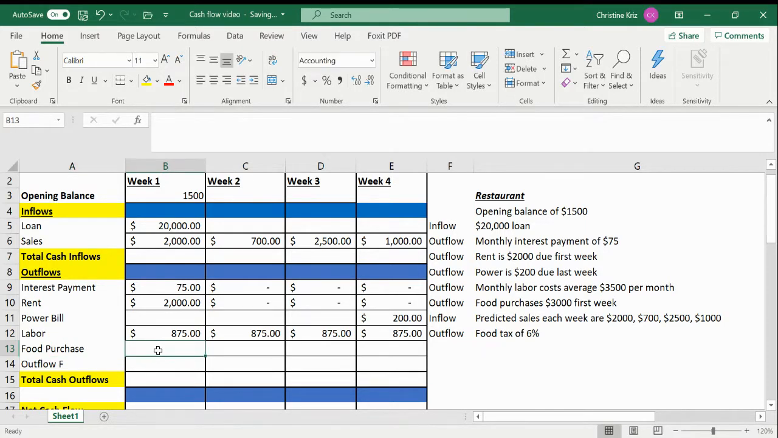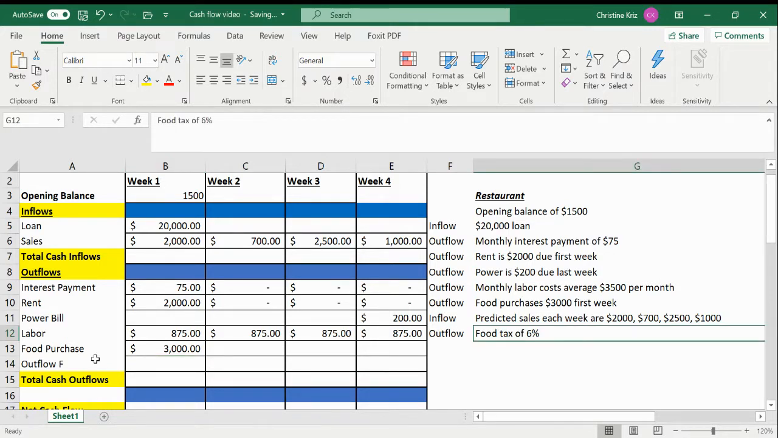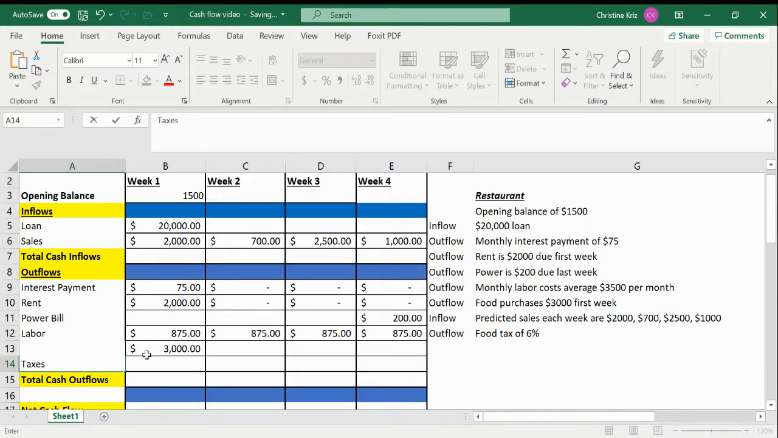You could label it supplies if you have a different type of business. We're going to type that in, $3,000. And then we know we are going to have the taxes, the food tax, the retail sale and retail tax. So we're going to put taxes, and that's 6% of our sales.